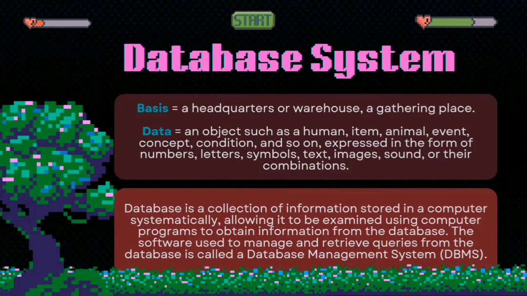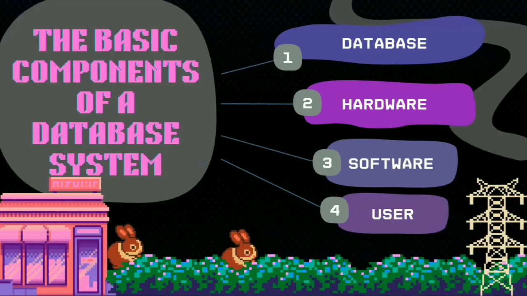A database is a collection of information stored in a computer systematically, allowing it to be examined using computer programs to obtain information from the database. The software used to manage and retrieve queries from the database is called a database management system. And then the basic components of a database system consist of database, hardware, software, and user.